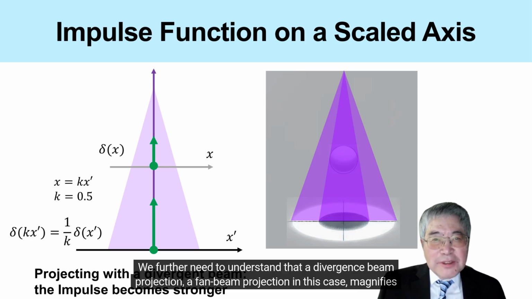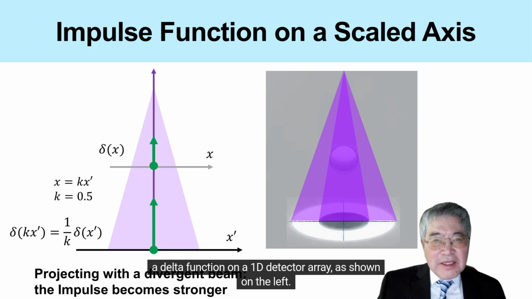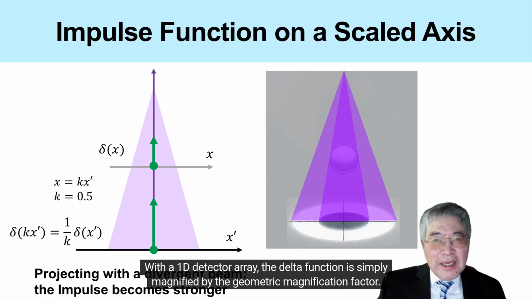We further need to understand that a divergent beam projection, a fan beam projection in this case, magnifies a delta function on a 1D detector array, as shown on the left. This comment also applies in the case of a 2D detector array, as shown on the right. With a 1D detector array, the delta function is simply magnified by the geometric magnification factor.